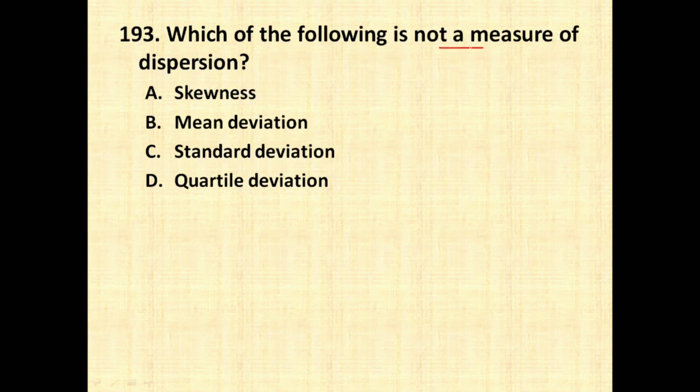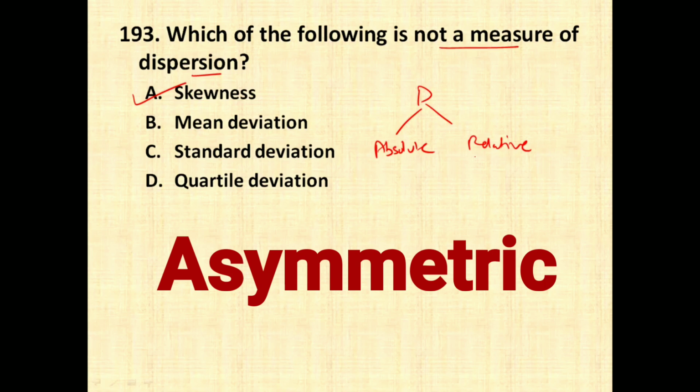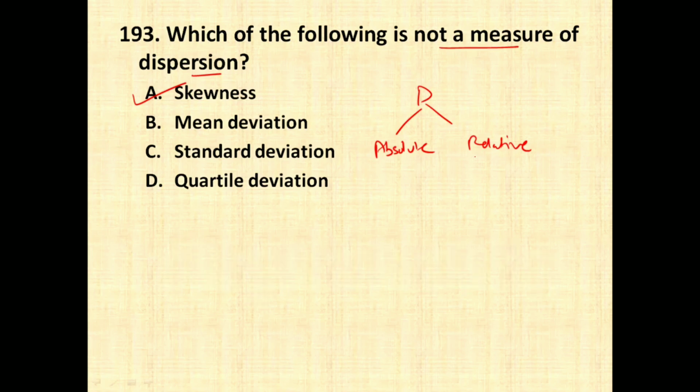Which one of the following is not a measure of dispersion? Skewness, mean deviation, standard deviation, quartile deviation. So skewness is not a measure of dispersion. We have 2 types of measures of dispersion. One is called as absolute measure of dispersion, which includes range, quartile deviation, mean deviation, standard deviation, and variance. And second is relative measure of dispersion, which includes coefficient of range, coefficient of quartile deviation, coefficient of mean deviation, coefficient of standard deviation, and coefficient of variation. Skewness is nothing but whenever the mean, median and mode is not equal in a distribution, then it is called as a skewed or asymmetric distribution, which is also called as skewness.